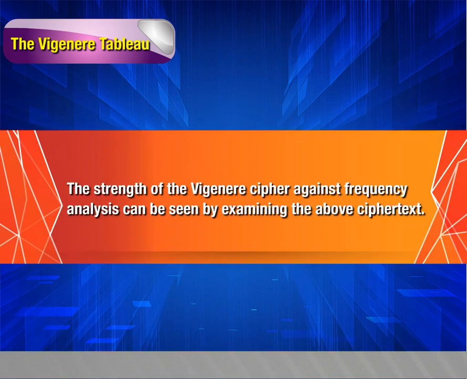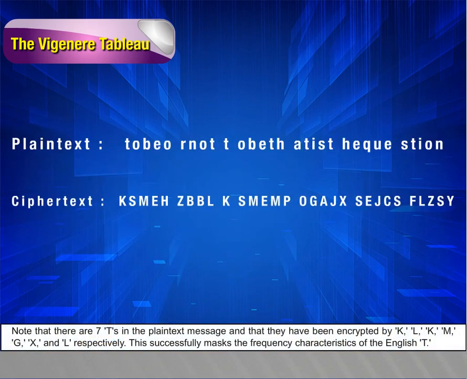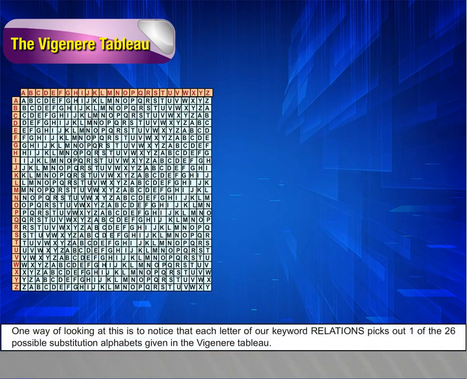The strength of the Vigenère cipher against frequency analysis can be seen by examining the above ciphertext. Note that there are 7 T's in the plaintext message and that they have been encrypted by H, L, K, M, G, X, and L respectively. This successfully masks the frequency characteristics of the English T.